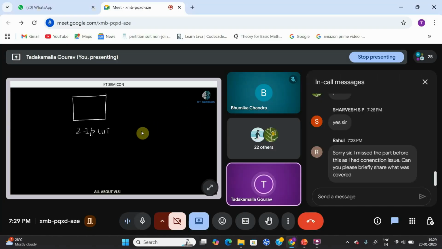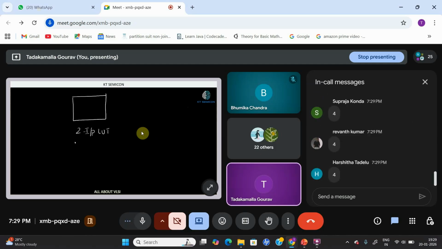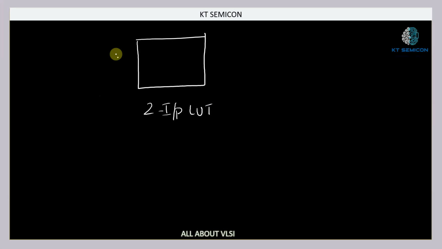Can anyone tell me, for a two input LUT, how many locations are we going to have? Exactly. A two input LUT is going to have exactly four locations, right? Now, how many inputs is it going to have? It is going to have two inputs, A and B, right? This is our LUT, which is going to have four locations.